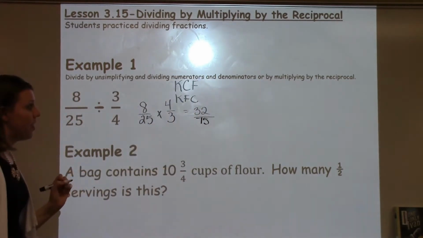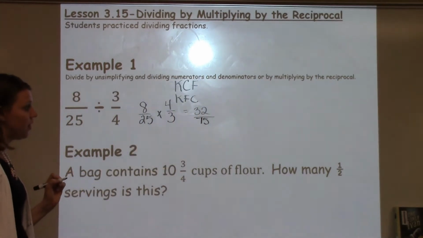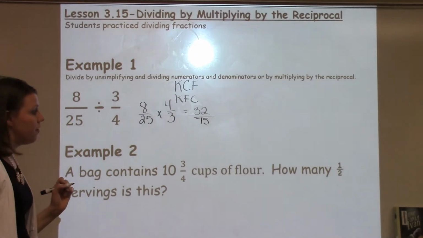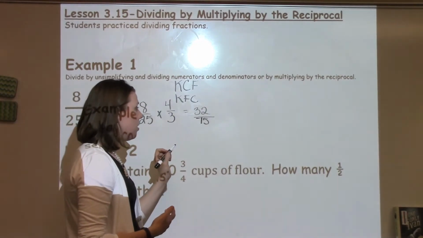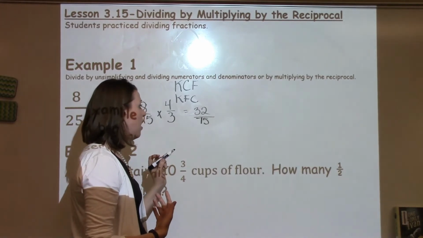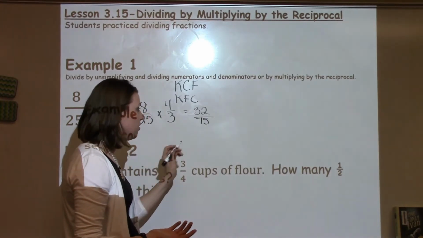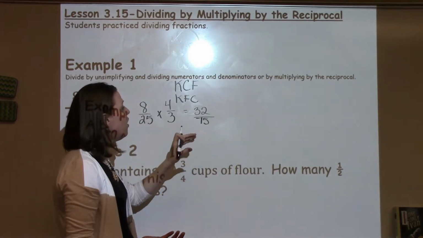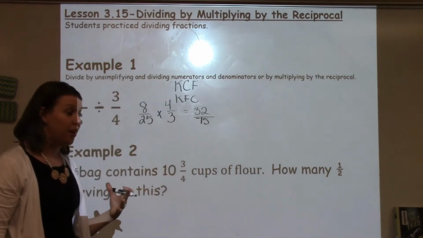Alright, now students need to think about if they can reduce these fractions as well. So we've got 32/75. I know the factors of 32 are going to be 1 and 32. I could divide by 2, but 75 isn't divisible by 2. So in this case, this is as reduced as it can go.